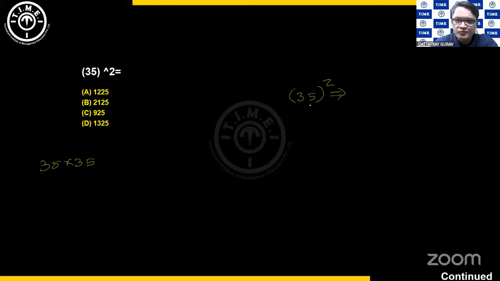My number ends with 5. If I take the square of a number ending with 5, it always ends with 25. Other than 5, what is the number here? 3. So what is the next number after 3? It is 4. So 3 into 4, 3 fours are 12. So my answer should be 1225.